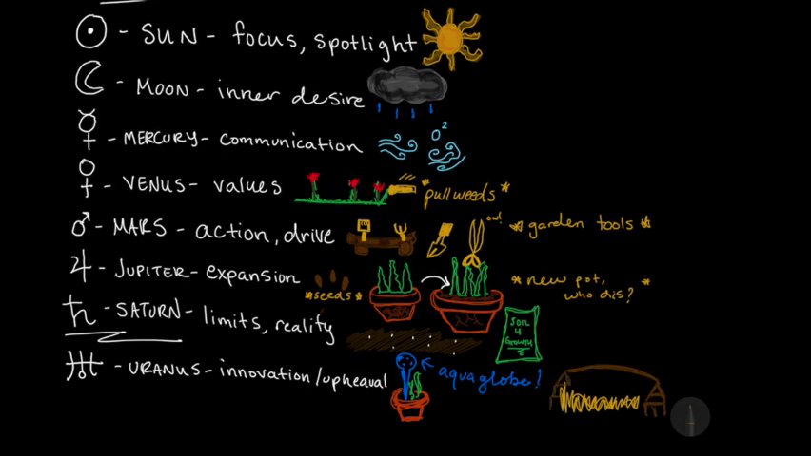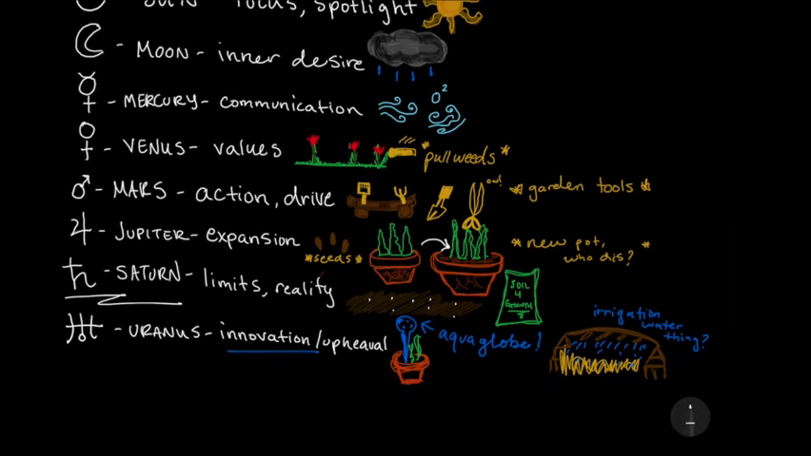Another good example or analogy could be those water irrigation things that you see, because now we can water multiple different crops across miles of land with that invention. Uranus was discovered during the Industrial Revolution, so it rules innovation.